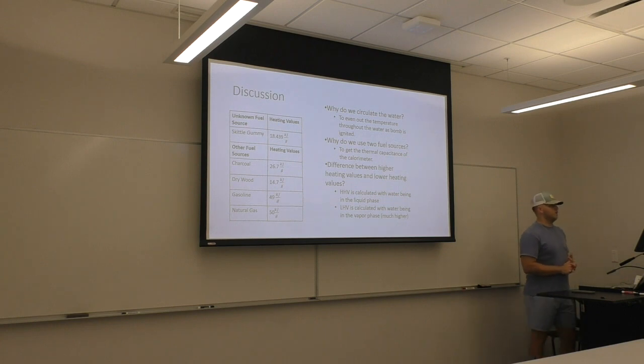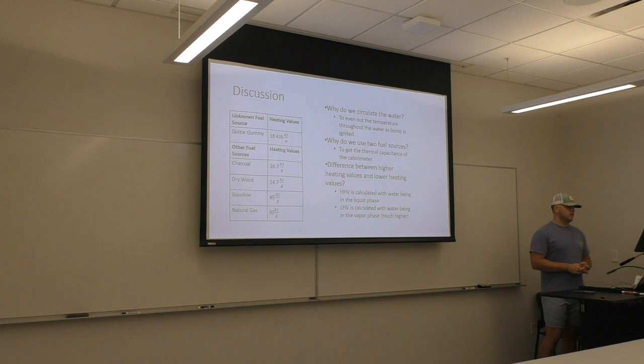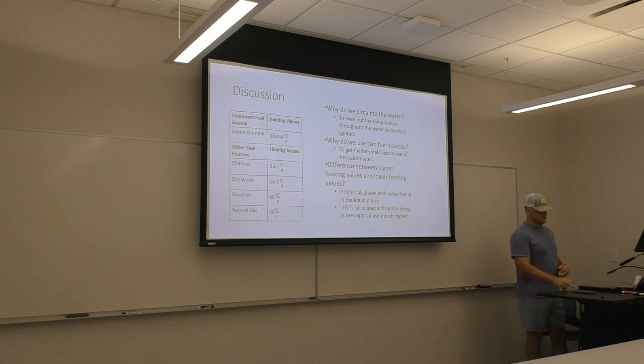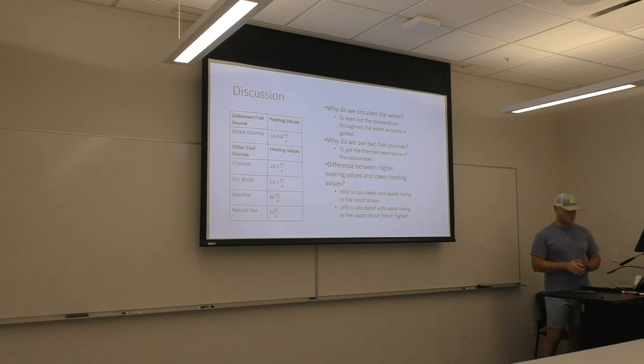Also a little discussion, some questions that were asked. Why do we circulate the water in the bomb tank? So we want to even out the temperature throughout the water as the bomb is ignited to get an accurate reading. Also, why do we use 2 fuel sources? So we can get the thermal capacitance of the calorimeter.